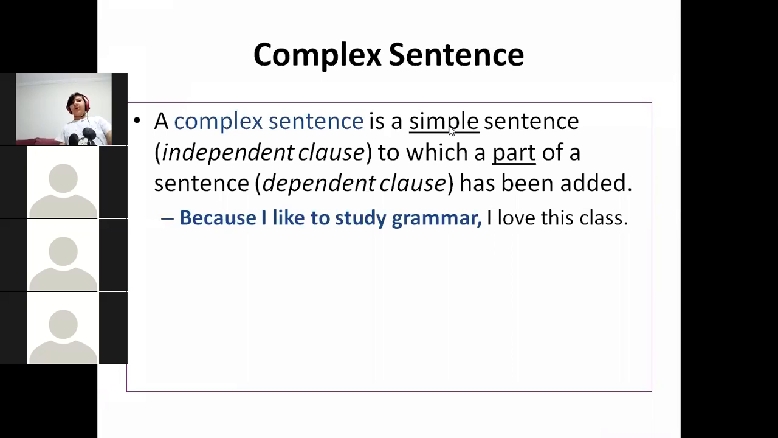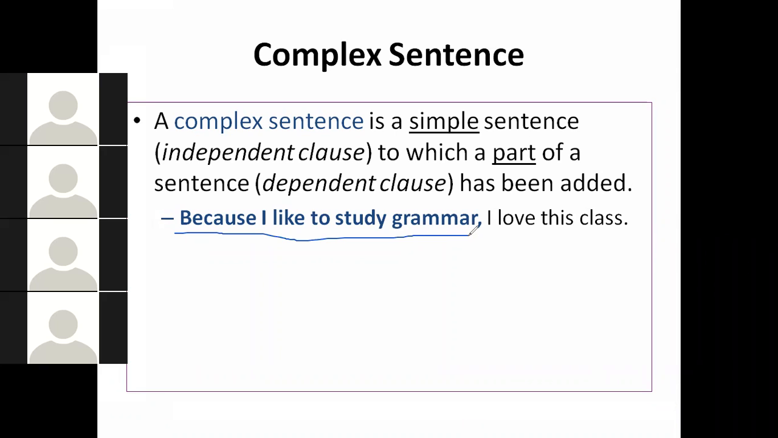Okay. Now we have a new kind of sentences. We call it a complex sentence. What is the complex sentence? The complex sentence has two clauses. One of them is an independent clause and the other one is a dependent clause. The dependent clause is like the baby. It cannot stand alone. Like, because I like to study grammar, I love this class. Here we have two clauses. The first one here, because I like to study grammar, cannot stand alone. Can we say because I like to study grammar?